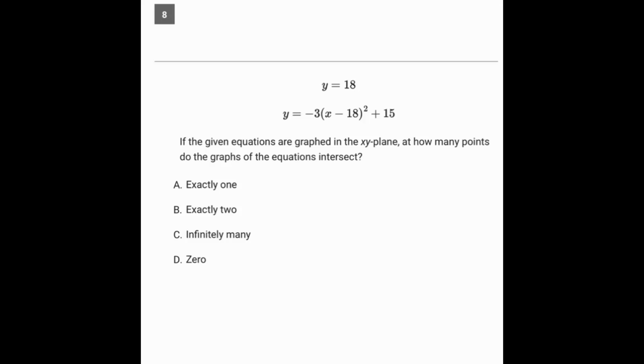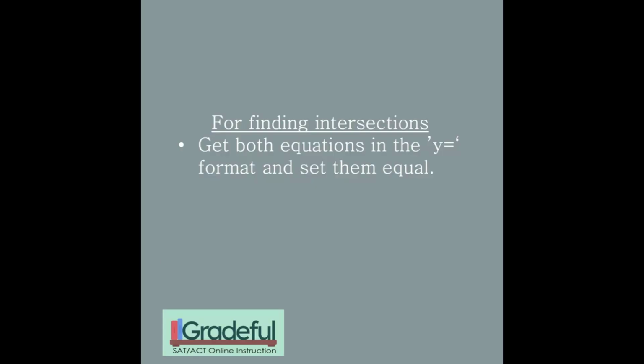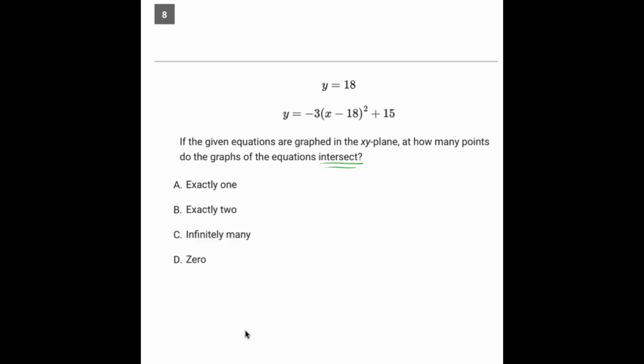Now we're going on to question number 8. Here, we're being asked for an intersection. And to find an intersection, you want to get both equations in the y equals format, which they usually are anyway, and then set them equal. So here, that's as easy as saying 18 equals negative 3(x minus 18) squared plus 15.